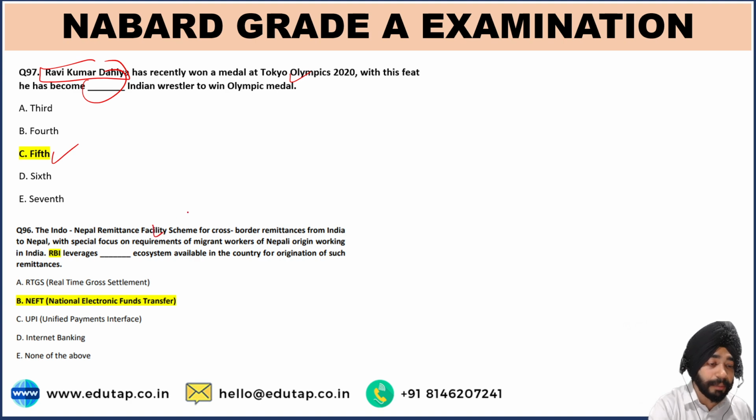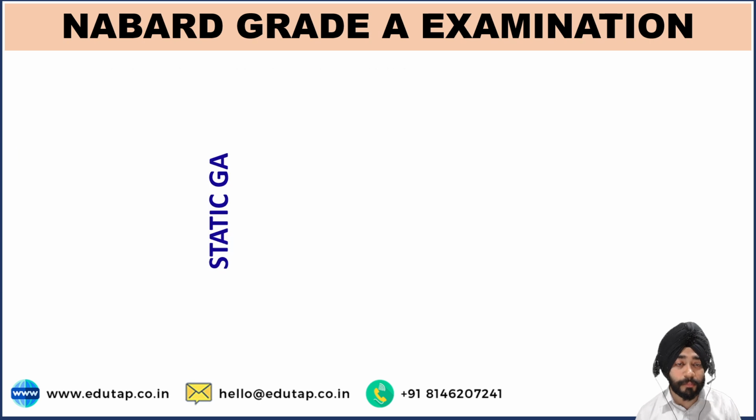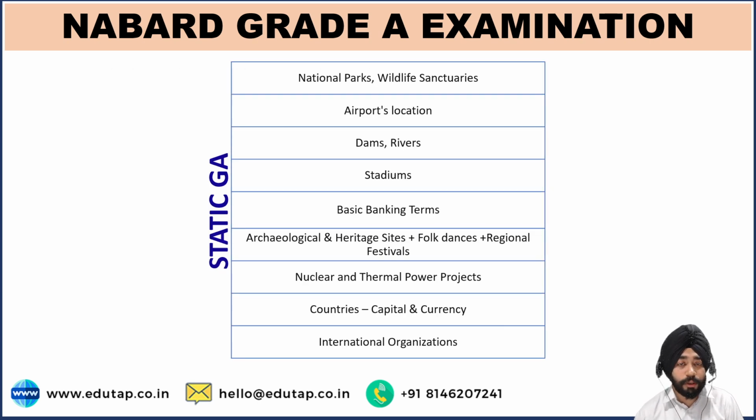Then there is the Indo-Nepal remittance facility. They asked a question on under which specific system this has been implemented, that is, under NEFT. So they asked a question along that line also. So this was basically about general awareness, the three sections we've discussed in the merit section, that is ESI, GA and ARD. But one thing that is left is static GA. When I talk about static GK, guys, commonly you have to refer to these specific topics like national parks, airport locations, dams, rivers, stadiums, basic banking terms, archaeological sites, nuclear power plants, countries or international organizations. These are the common topics that need to be prepared.